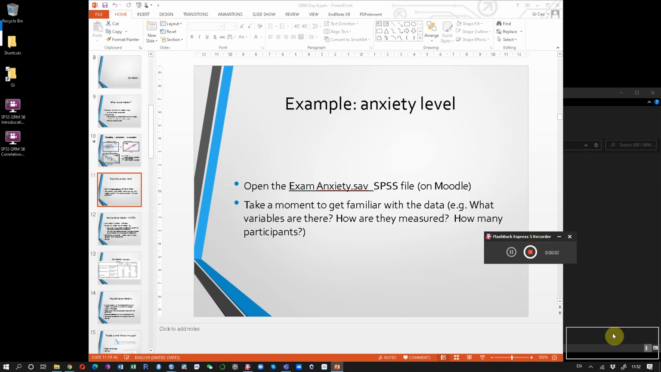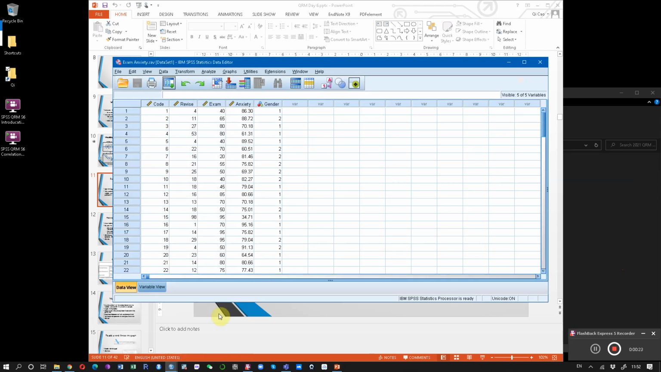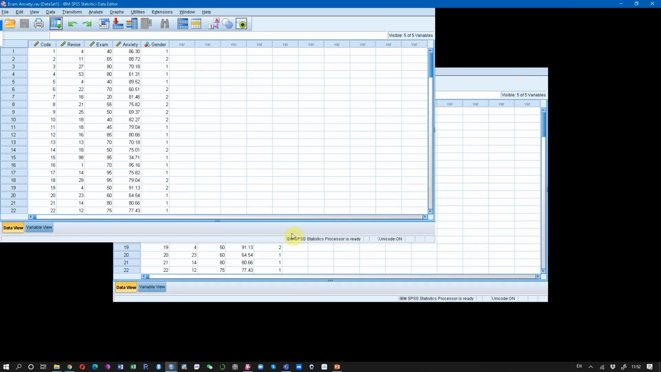Now let's work with a real data set in terms of analyzing the correlation among two variables. We're going to use a new data set that is called examanxiety.sav. You should have this data set on Moodle page, and you could download it and open it up in SPSS. So when you open it up, it looks like this.